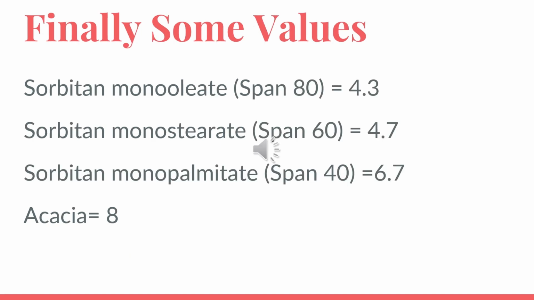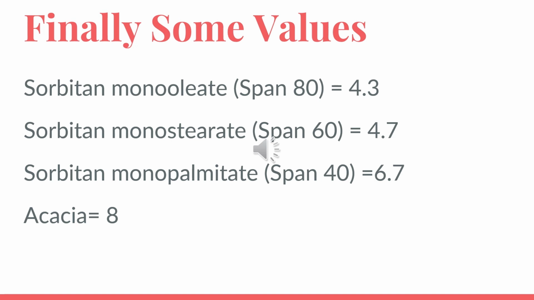Now let's see some values. Sorbitan monooleate, that is SPAN 80, has the HLB value of 4.3. The HLB value of SPAN 80, which is sorbitan monooleate, is 4.3.